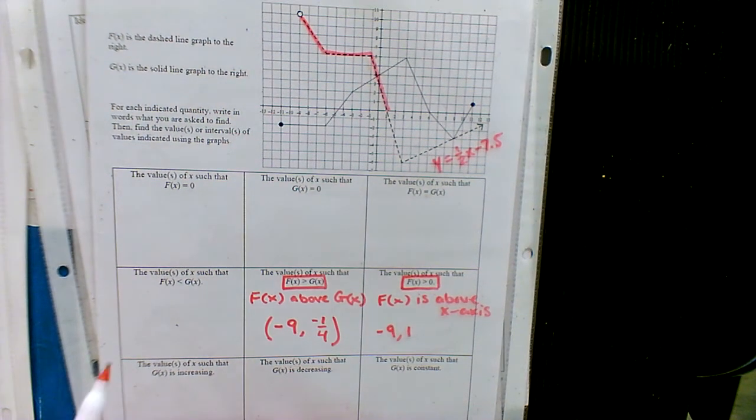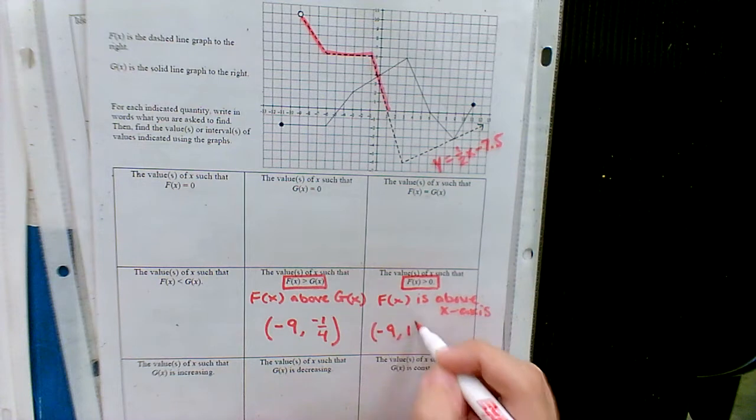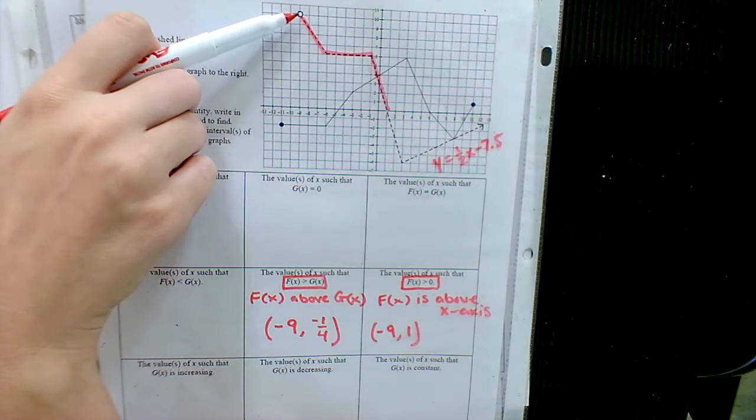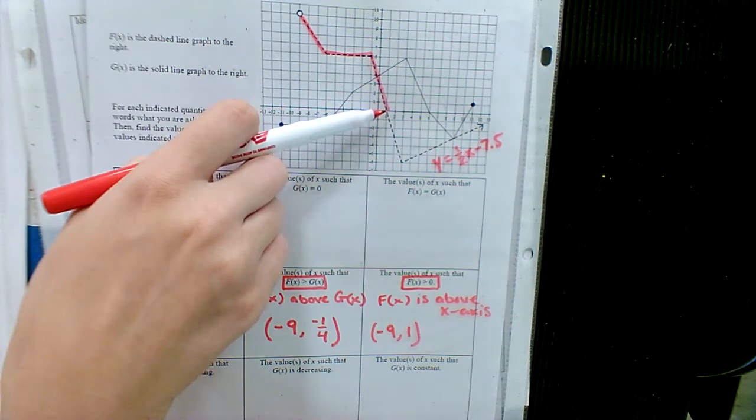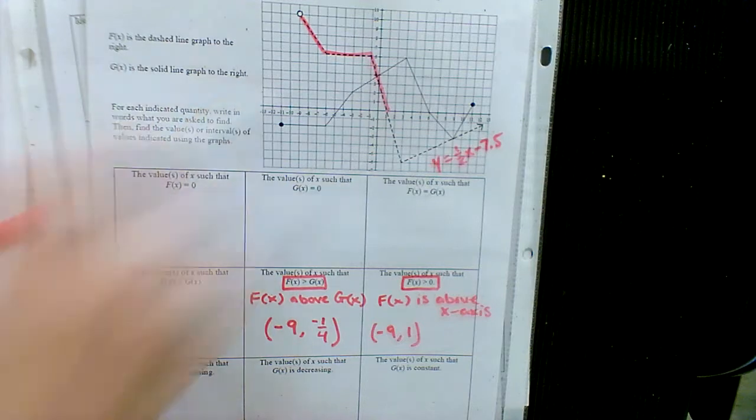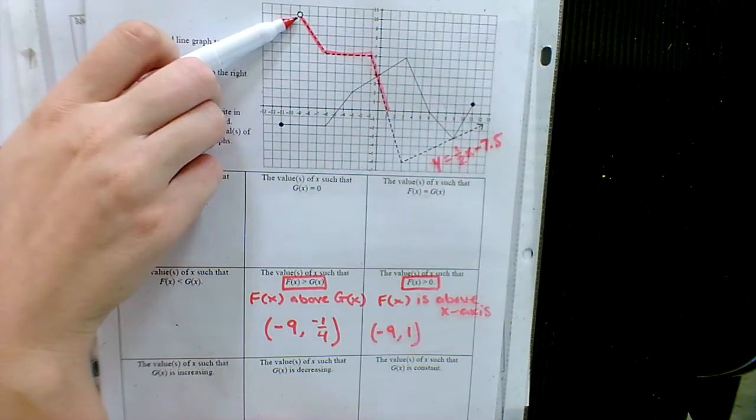You want to keep going, Alex? Yeah. They're both parentheses because -9 once again has an open dot or circle. Mm-hmm. And one is on the axis, not above it. Not above it. Okay, so this one's a little tricky.